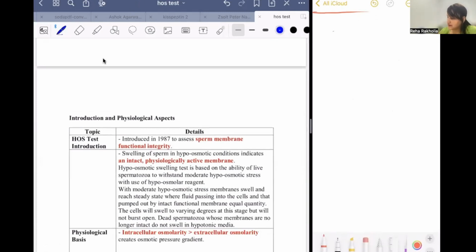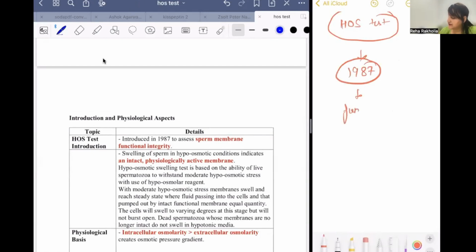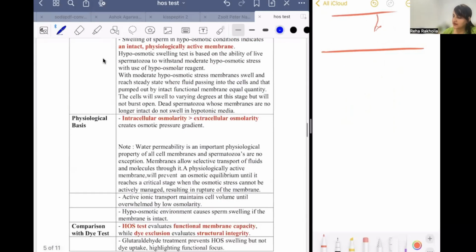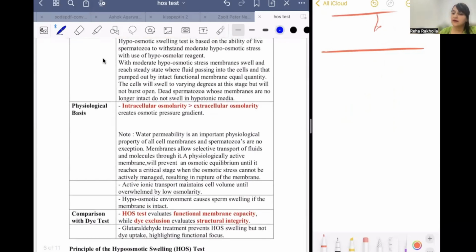Now we'll talk about the physiological aspect. See, again, it is talking about what the HOS test is. I have already told, okay? It was introduced in 1987 to check the functional integrity of the sperm membrane. Sperm with an intact membrane swell when placed in hypoosmotic condition, indicating they are alive and active. And why do sperm swell? Because inside the cell, osmolarity is higher than outside, creating osmotic pressure. So an intact membrane allows controlled water flow, because water will enter inside, because the channel in the sperm cell is maintaining the solute concentration inside the cell. Okay. So this will happen.